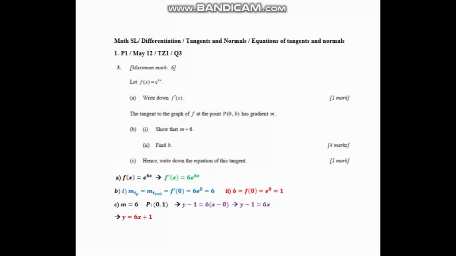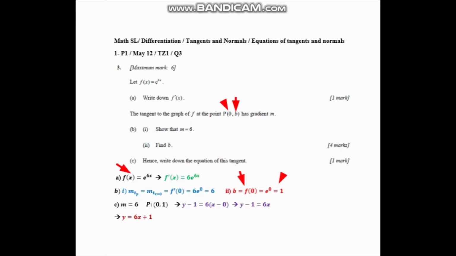Next, I'm required to find b, and b is the value of y that corresponds to the x value of 0. So when x equals 0, y equals b. Hence, f of 0 equals b. So y when x equals 0 is written as f of 0. So f of 0 is found by simply plugging 0 in the black equation, the original equation of f of x, and I get e to the power of 0, which is 1.